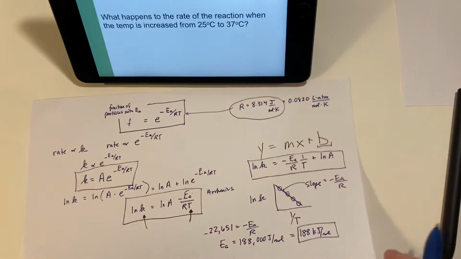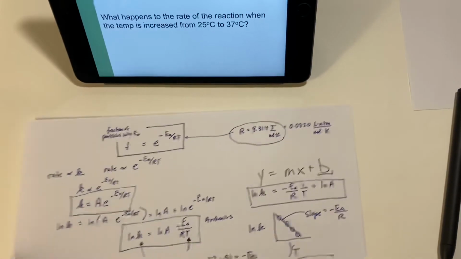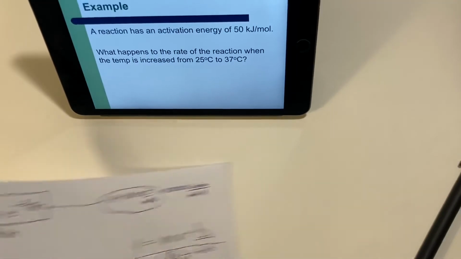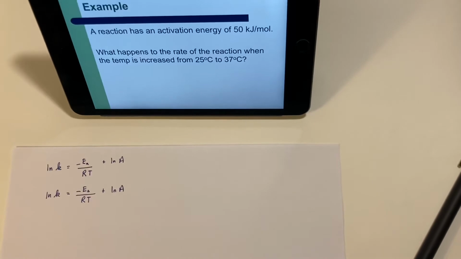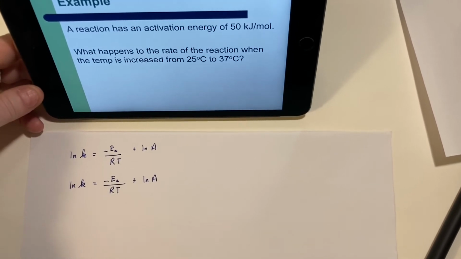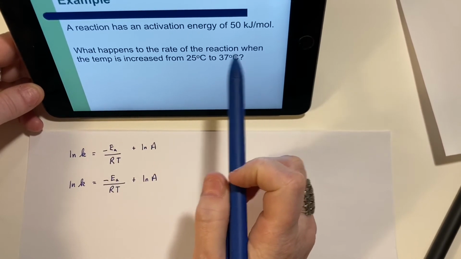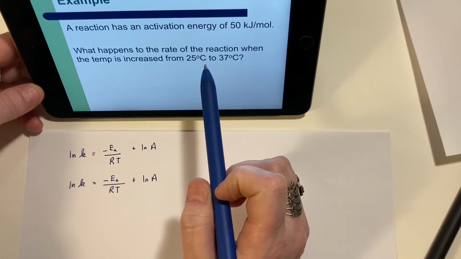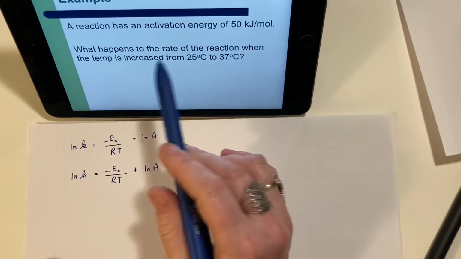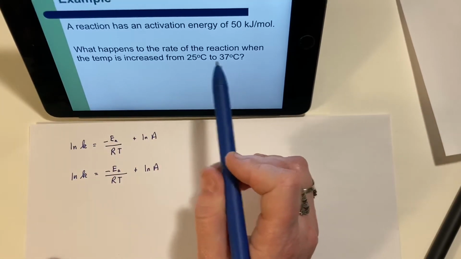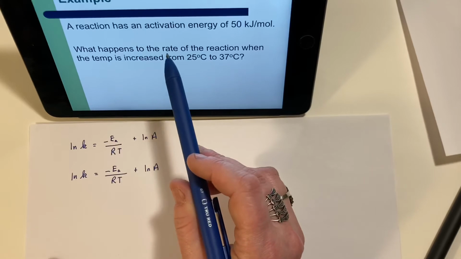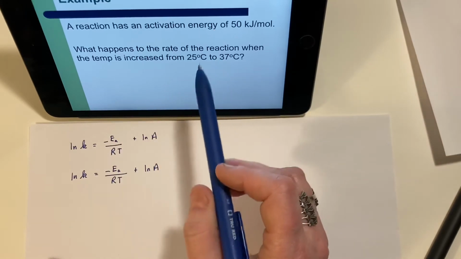Let's do another example. Let's say we have a reaction that happens pretty easily at room temperature. It only has an activation energy of 50, so 50 kilojoules per mole. Let's figure out what happens to the rate of the reaction when the temperature is increased from room temperature to body temperature. If I'm going to increase the rate of the reaction, I've got an activation energy and two temperatures.